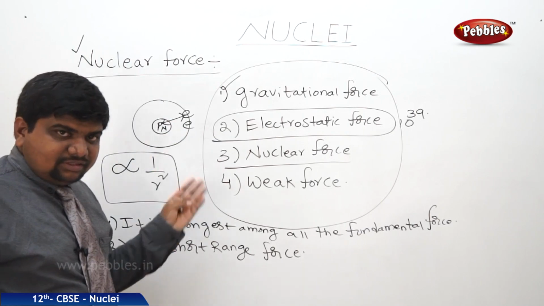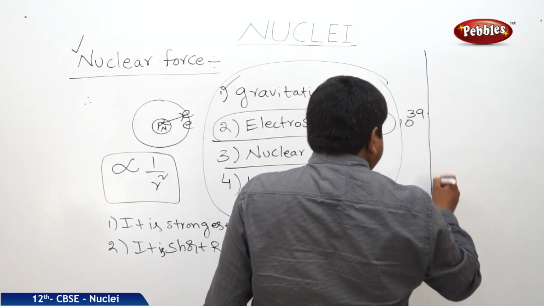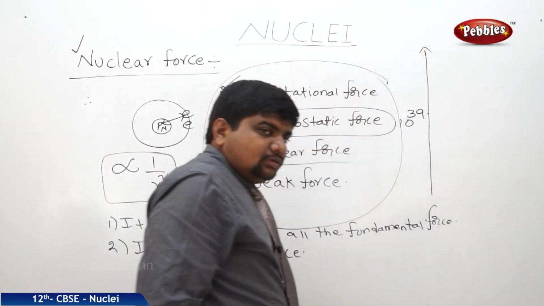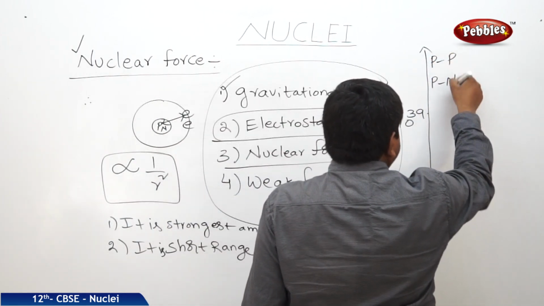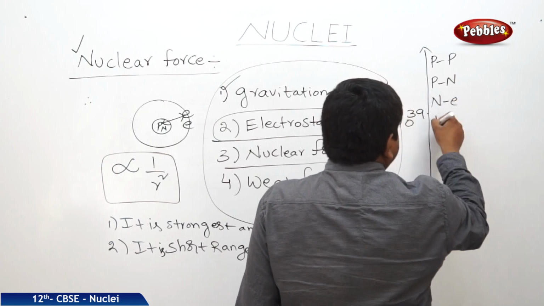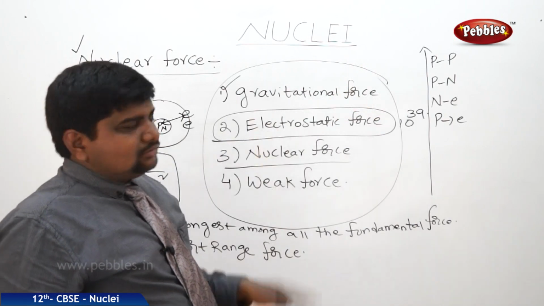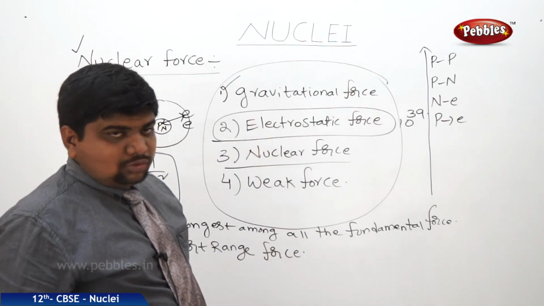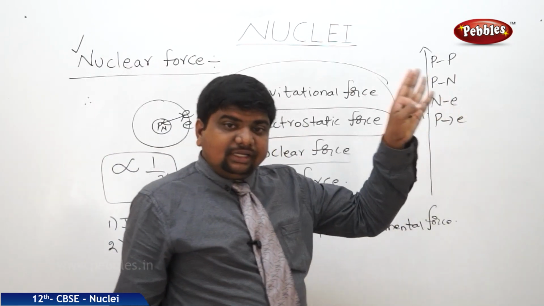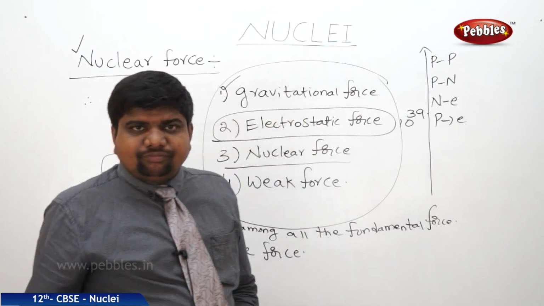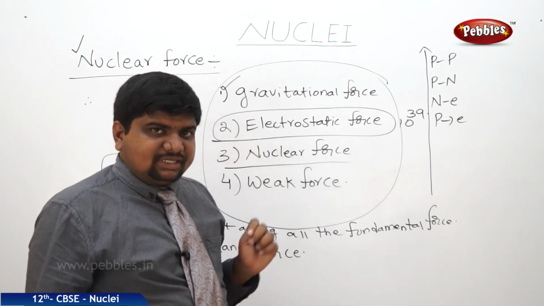Two more are there and they will be stated like this. The nuclear forces between proton-proton, proton-neutron, neutron-electron or proton-electron, whatever it may be, will exist. Proton to proton, repulsion. Proton to neutron, no. Neutron to electron also no force. Proton to electron, attraction. These are the different types of nuclear forces that can exist between differently charged particles.